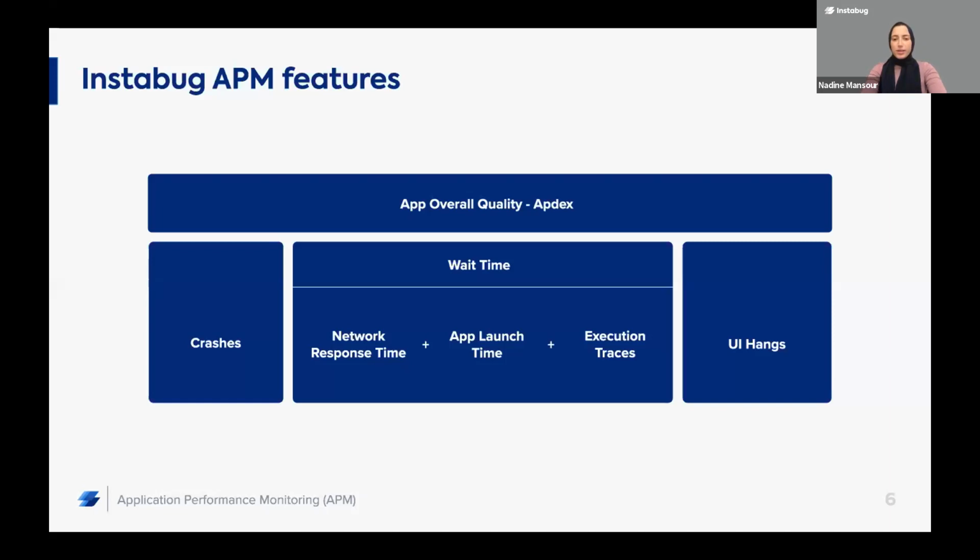And on top of all those metrics, there's another layer, a high-level layer that accounts for all the metrics that we discussed. And this is basically the app overall quality. You can think of it as a single score that reflects how the general experience or how the general quality of the application is doing. And it accounts for all the metrics we discussed so far.